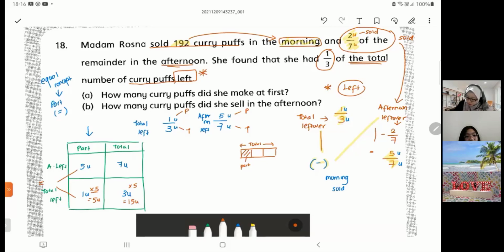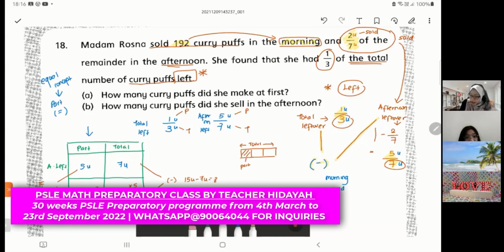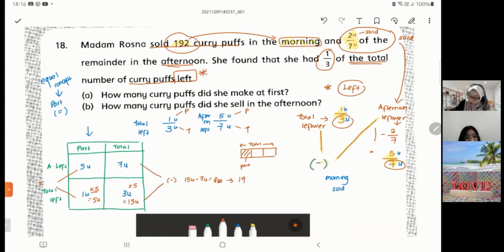Remember just now, if I take my afternoon leftover and my total leftover and minus, we focus on the total. This and this, if I minus, I'm going to get what I sold in the morning. Which means 15 units minus 7 units equals 8 units. 8 units is my morning sold, 192. 1 unit is 192 divided by 8, which is 24.